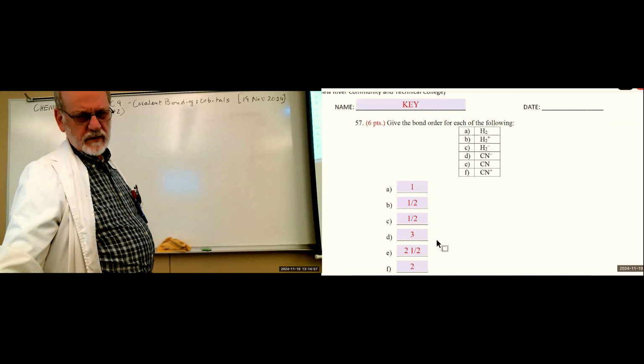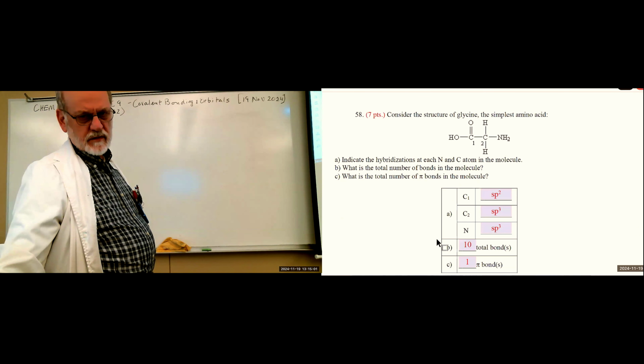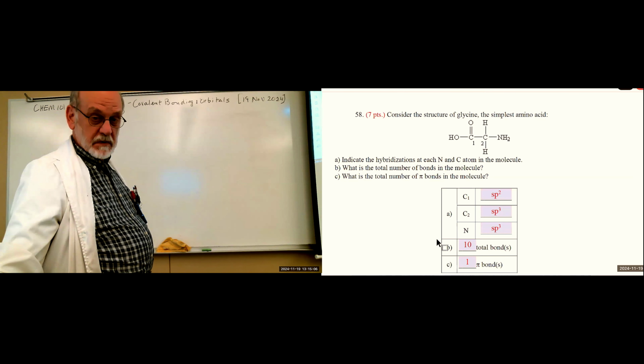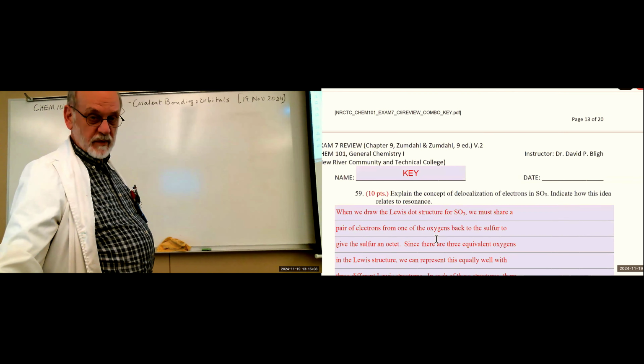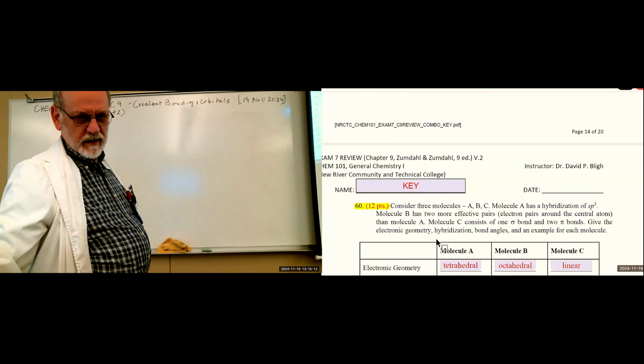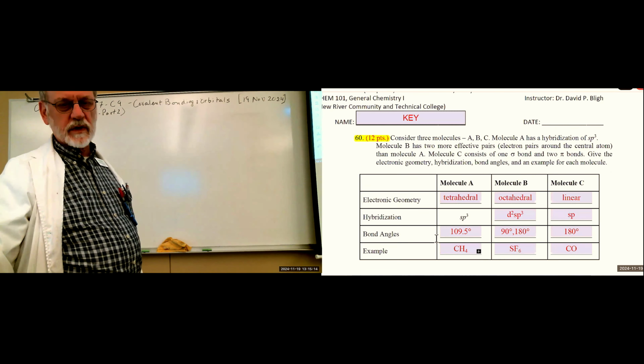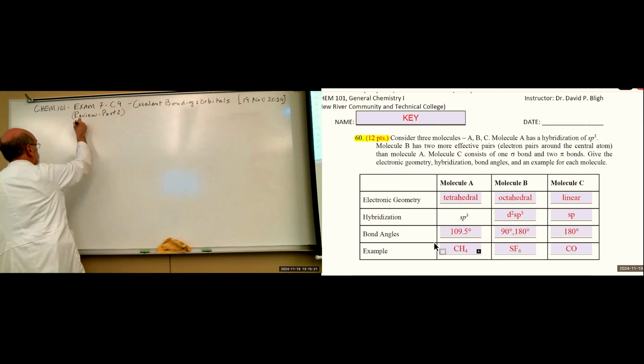Bond order for each of these. Consider the structure of glycine. Okay, that might be worth looking at. Let's see if there are any other highlighted. Yeah, there's a highlighted one. Okay, so we'll go ahead and do this one. All right, number 60. We need a table for this one.